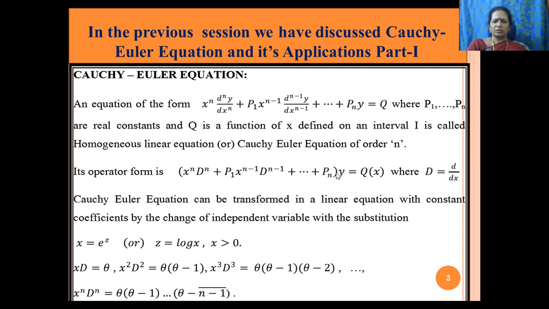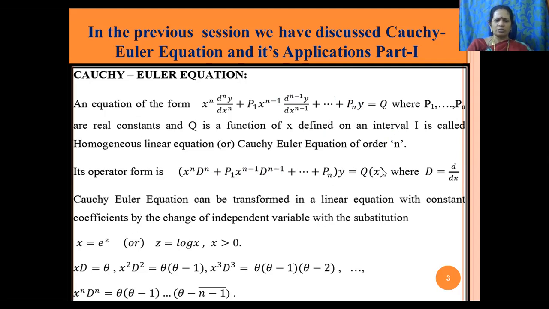So here we are not writing it. Overall y is common; here also y, here y. So overall we can take y common, equal to Q of x, where Q is in terms of x and D is equal to d by dx. So this is a Cauchy Euler equation.